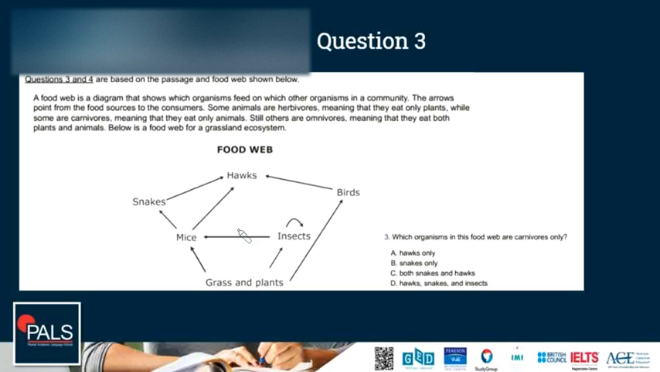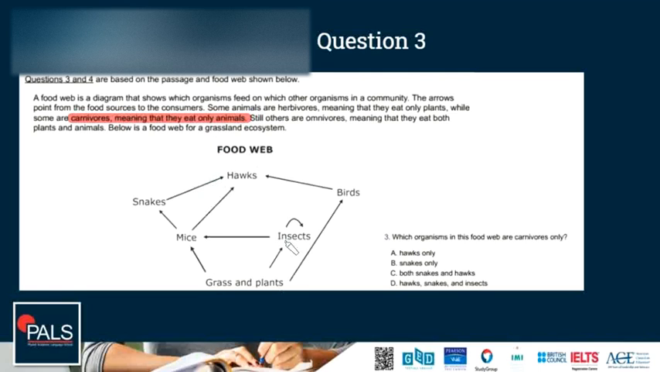So which of these 3 organisms, hawks, snakes and insects, are carnivores only? Again, one more time, what are carnivores? This was mentioned in the text above. Carnivores are organisms that eat only other animals.